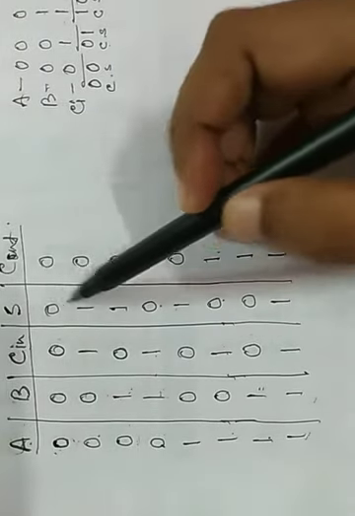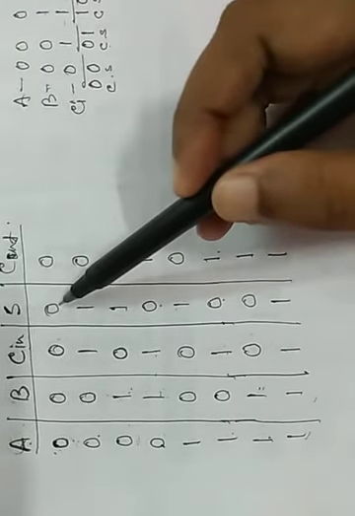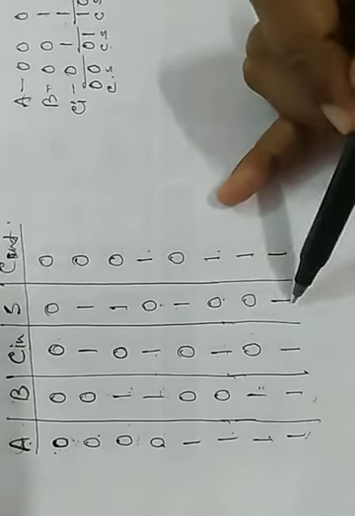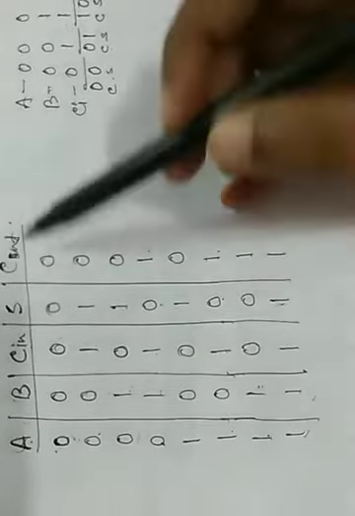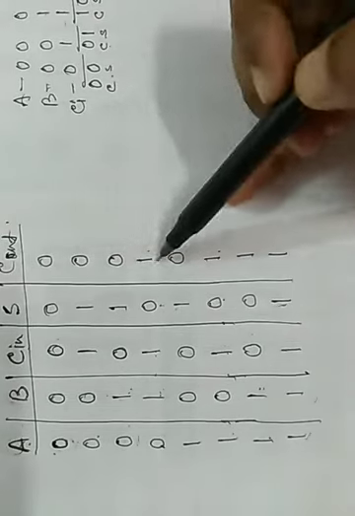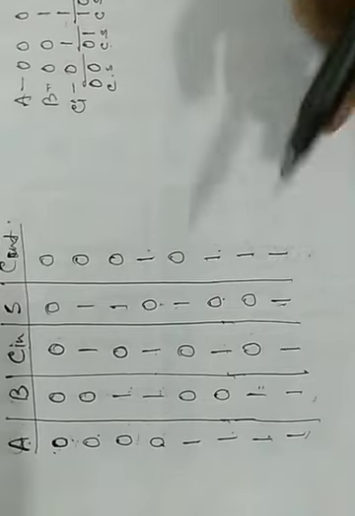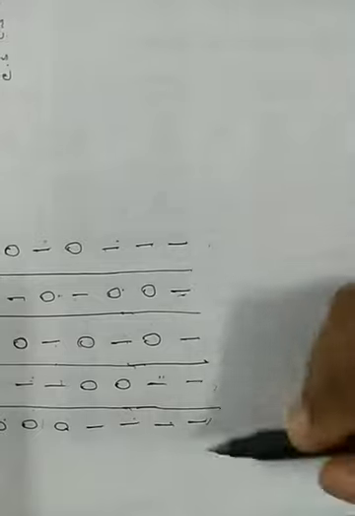You can see that this is a sequence. For sum, our output is 0, 1, 1, 0, 1, 0, 0, 1. You have to remember this sequence. And for C out, 0, 0, 0, 1, 0, 1, 1, 1. Okay. Now let us do the minterm expression for sum and carry.